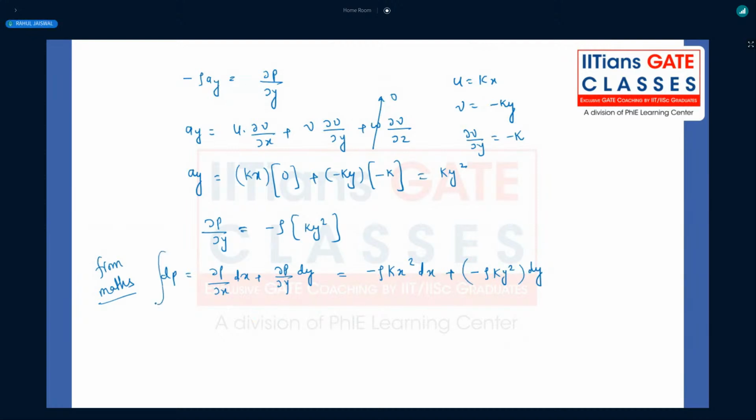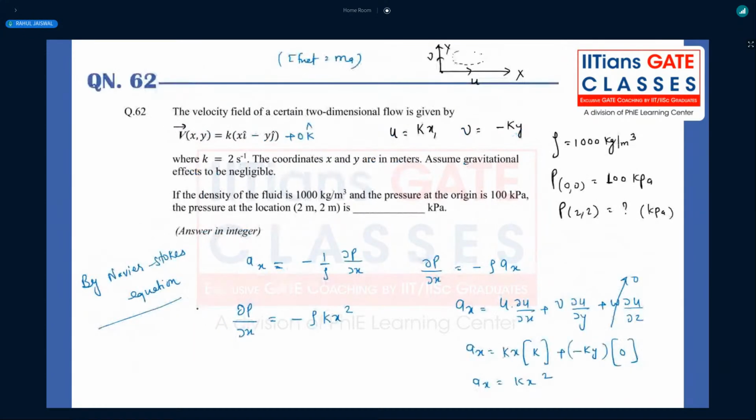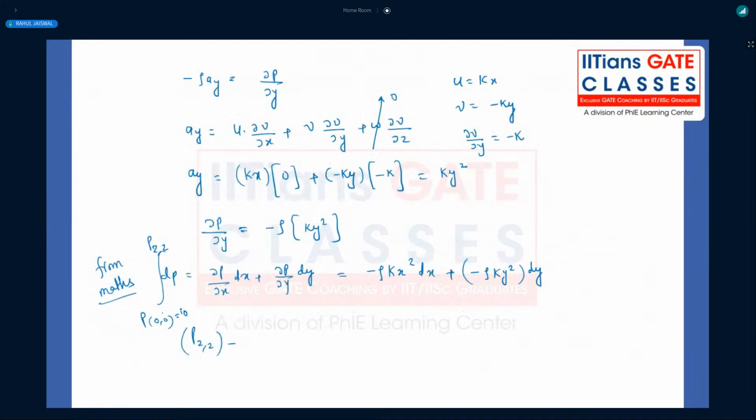Now we have to do the integration from whatever the value is at 0 comma 0, and we need to find the pressure at the point 2 comma 2. So what can we write? Pressure at 2 comma 2, and what pressure is given at the origin? 100 kilopascal, that is not 0, it is 100 kilopascal. So 100 into 10 power 3. Now if we do the integration, the x value is from 0 to 2, and the y value is from 0 to 2, right? So if you do the calculation, minus rho k x cube by 3.